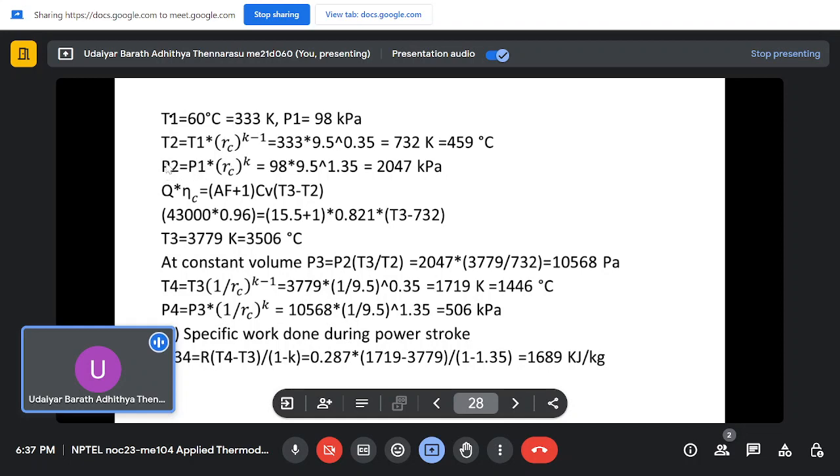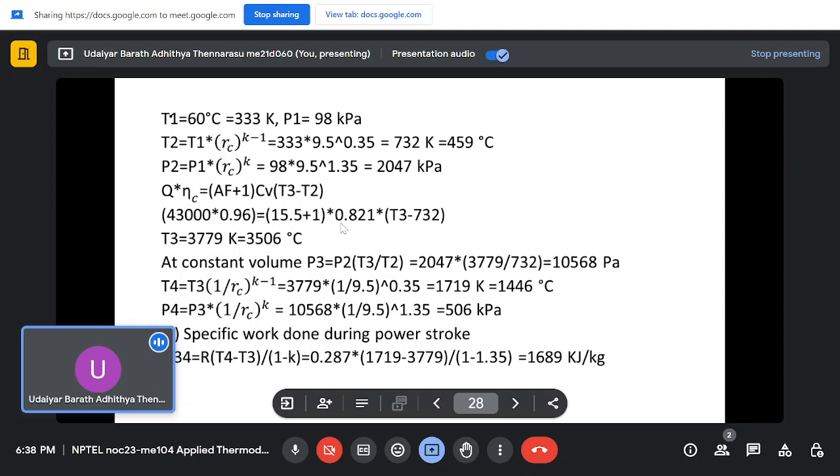We know pressure 1. So pressure at state 2 is P2 equals P1 into RC raised to power K, the compression ratio. So this is a simple adiabatic process. So compression ratio is known, K is known, we substitute 98 into 9.5 raised to power 1.35. So we'll get 2047 kilopascal.